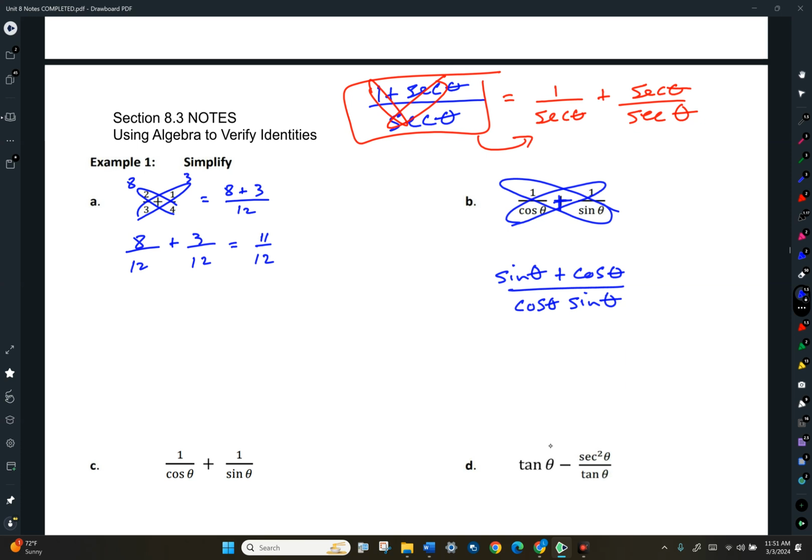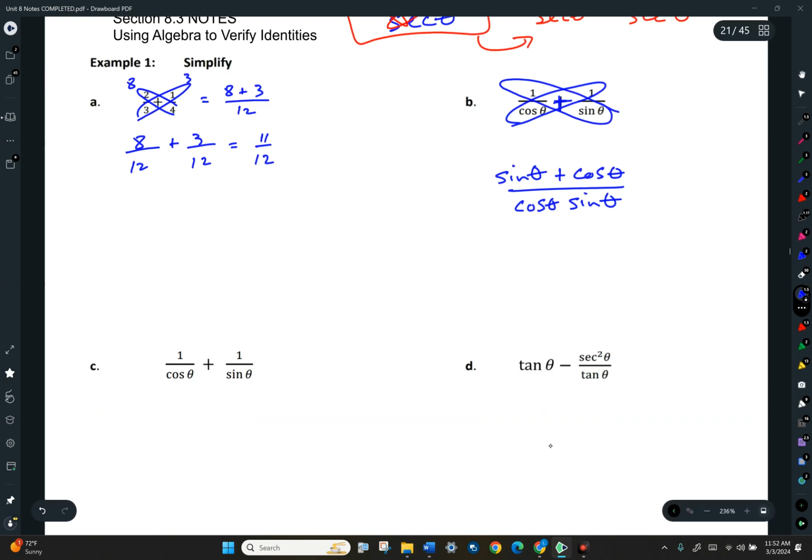Now, I don't know why I have letter C down, because it's the exact same problem, so forget letter C. Excuse me, look at letter D.